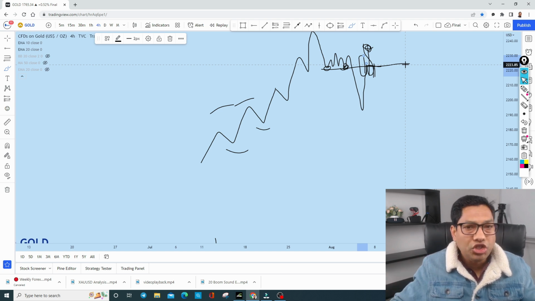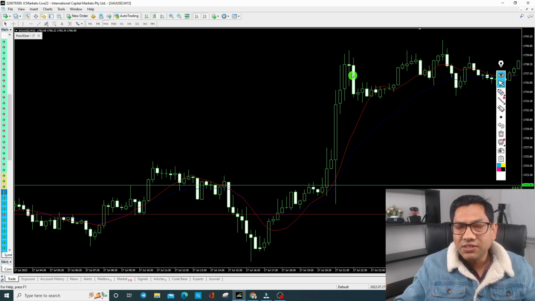Now let's jump onto the MetaTrader 4 chart where we can find this kind of trading opportunity on gold 15 minutes. Okay guys, so we are in the gold chart now in 15 minutes in MetaTrader 4, and you can see on the screen quite a few trades. Simple strategy. Look at this one here.